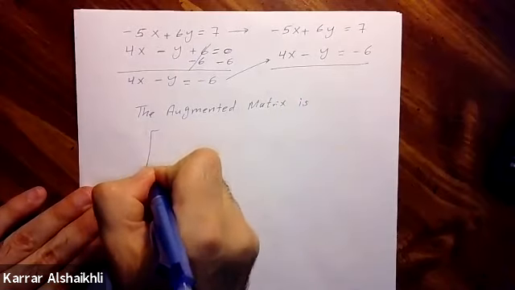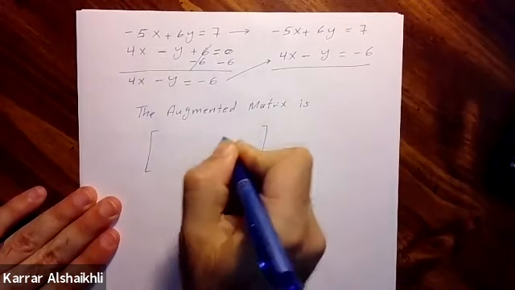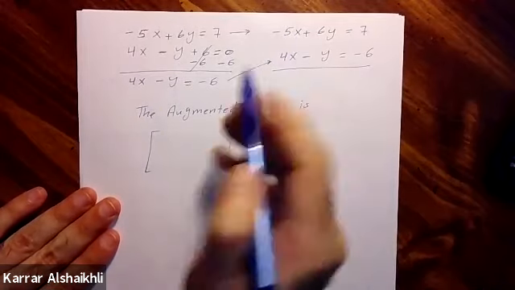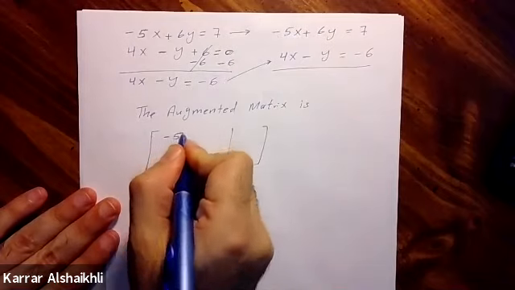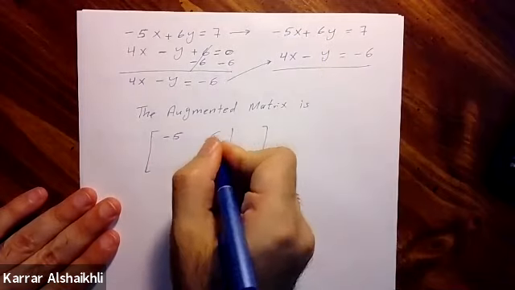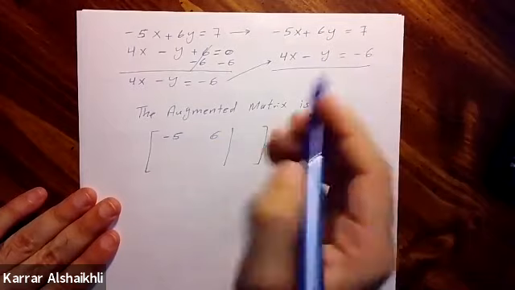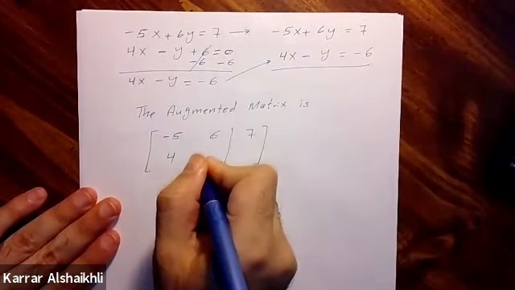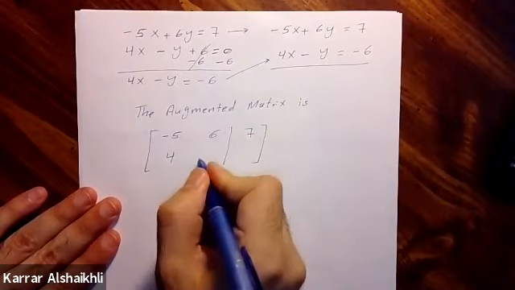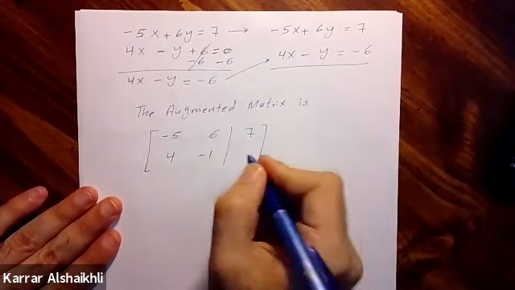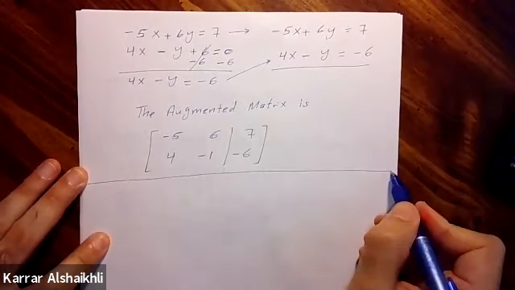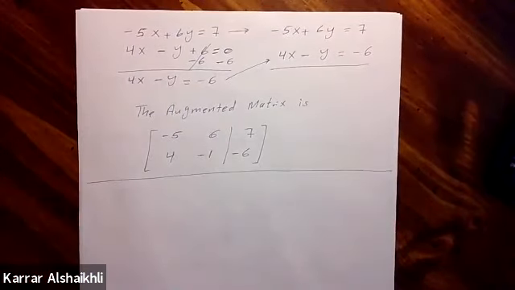Open two brackets. And here is the equal sign. The coefficients here, -5 and 6. And the number here is 7. 4, -1, and -6. So this is the augmented matrix for this example.